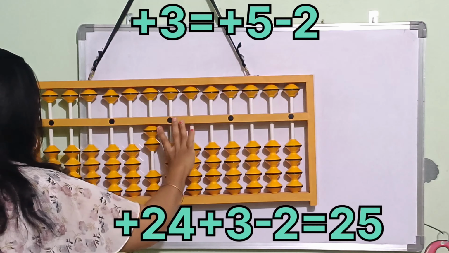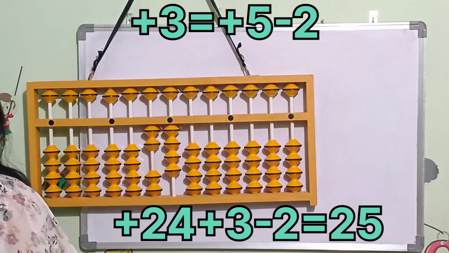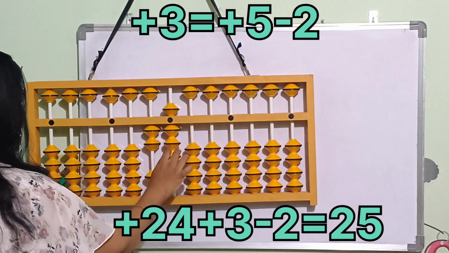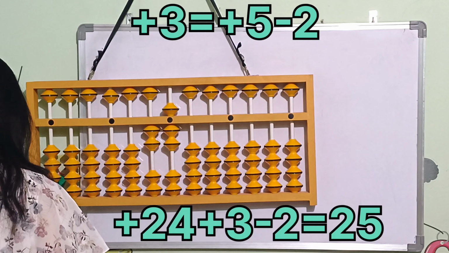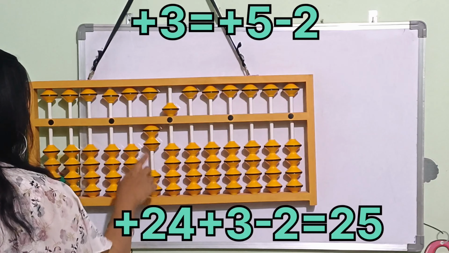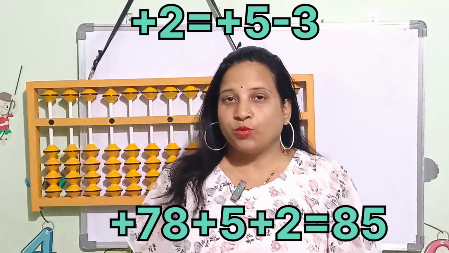Add 24. Add 3. For add 3, add 5 less 2. You have to do that. Then less 2. 25 is the answer. Now next we'll see the add 2 formula.